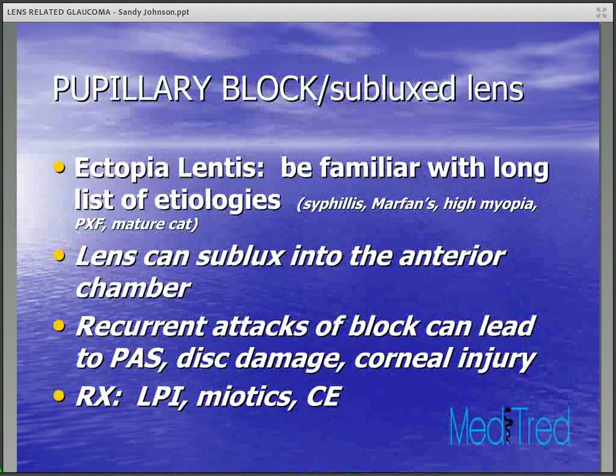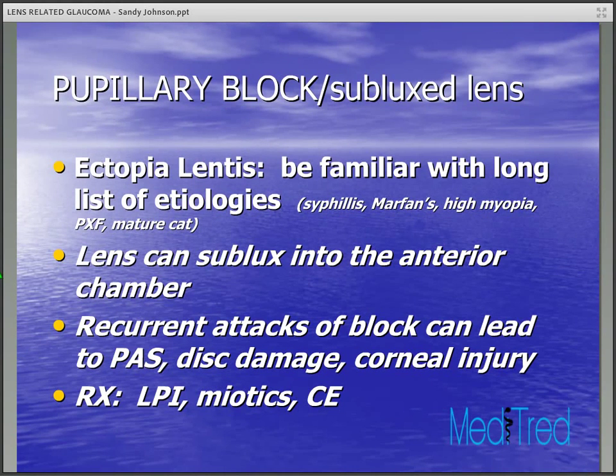Right, so you can have pupillary block from these types of dislocated lenses. It can be called ectopia lentis, and that can be related to syphilis, Marfan's, high myopia, pseudoexfoliation, very mature cataracts. There's a lot of etiologies. It can be from trauma as well. And the whole lens can sublux into the anterior chamber, like the clinical picture I just showed you.